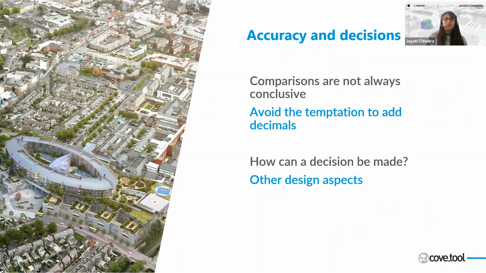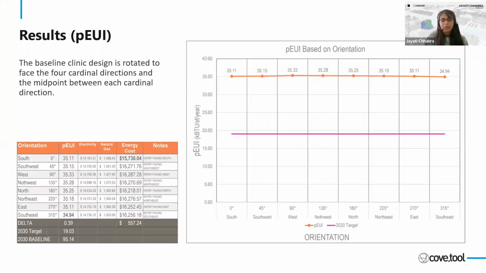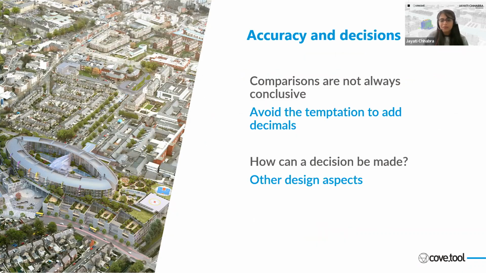So where does this put us? How can we make decisions with this? Well, the important aspect of these models is that they offer comparisons, and that means they're not always conclusive. This particular study showed that rotating a building did not have a big enough impact to make a decision, and that's okay. What I would advise is to always avoid the temptation to add decimal points. So if you look at the graph in the earlier slide, you will see I can definitely base my results on the two decimal points, and I can say that this one is better and this one is not.